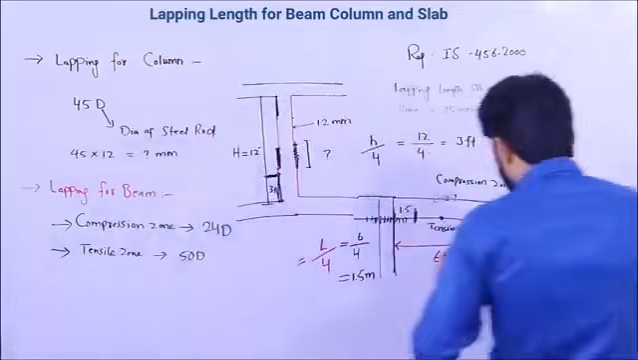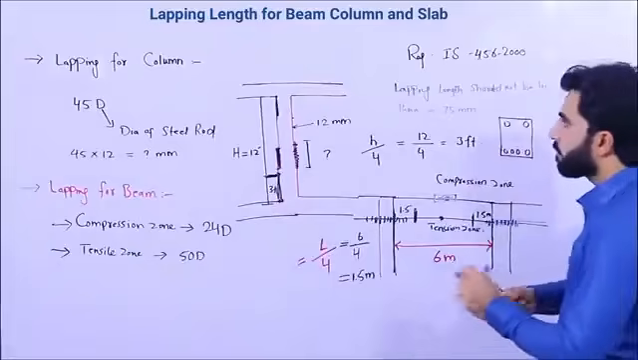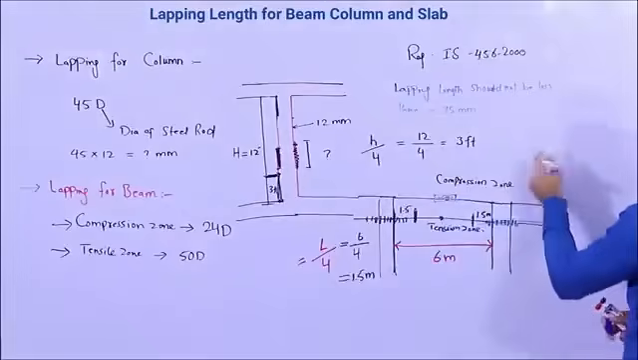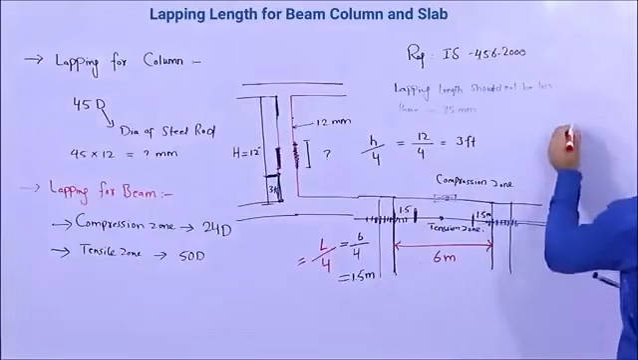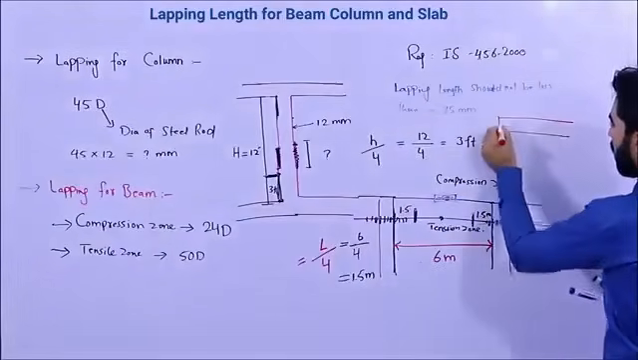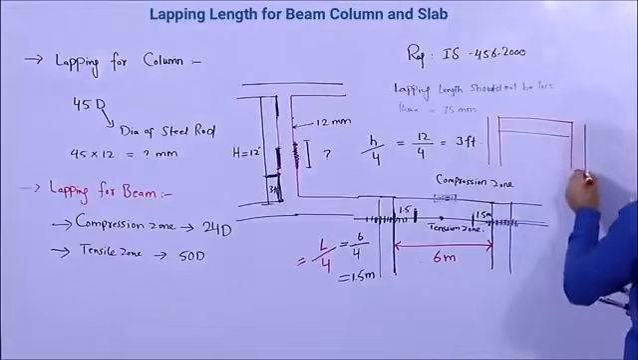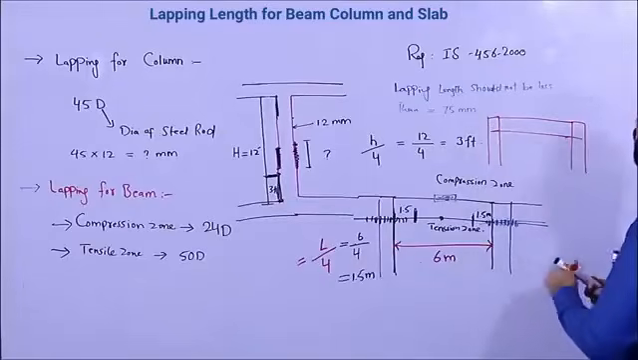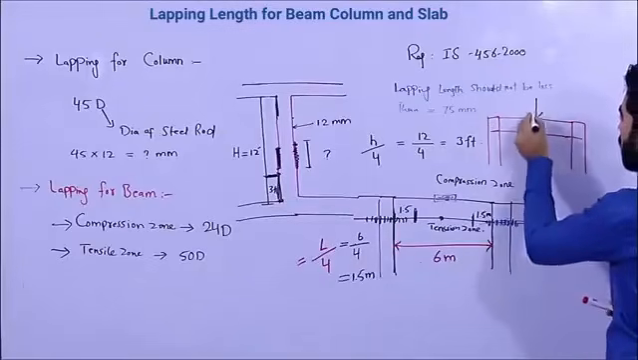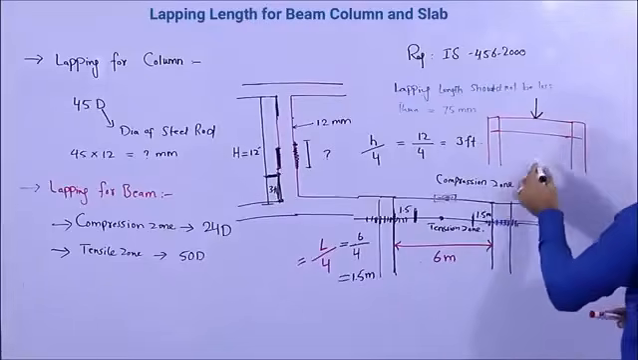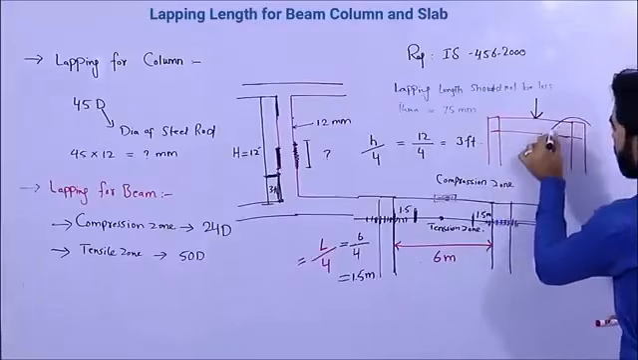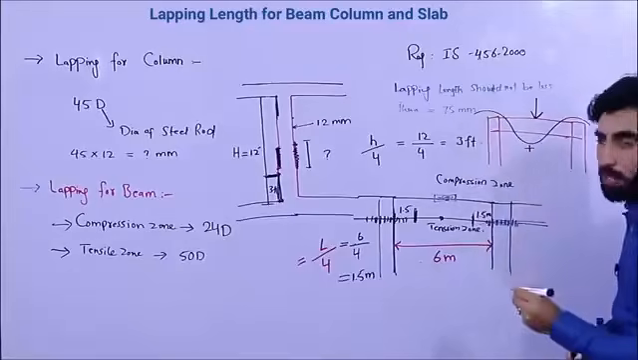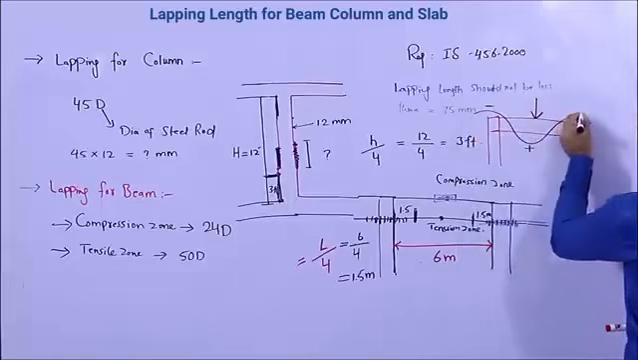So let me draw a section. For example, you can see this is a beam, and these two are columns. So when the load comes on the top of the beam, the beam will make a shape like this. Look here. So here we have positive bending moment and here we have negative bending moment.